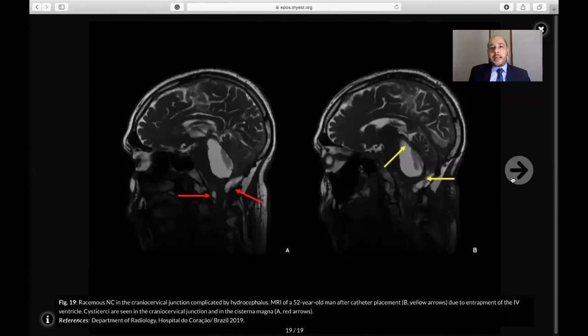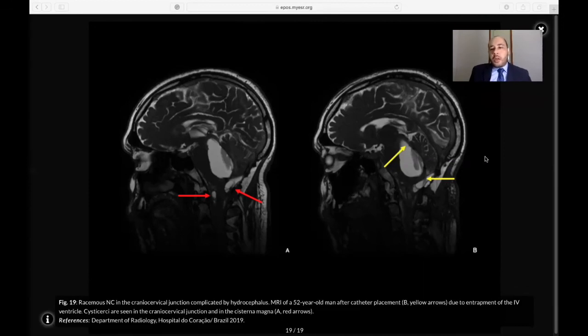Here we see racemose neurocysticercosis in the craniocervical junction, complicated by hydrocephalus. This is an MRI of a 52-year-old man after catheter placement due to entrapment of the fourth ventricle. Cysticerci are seen in the craniocervical junction and in the cisterna magna.